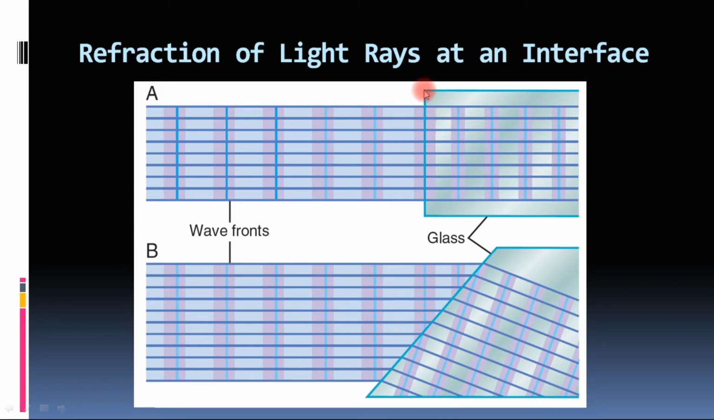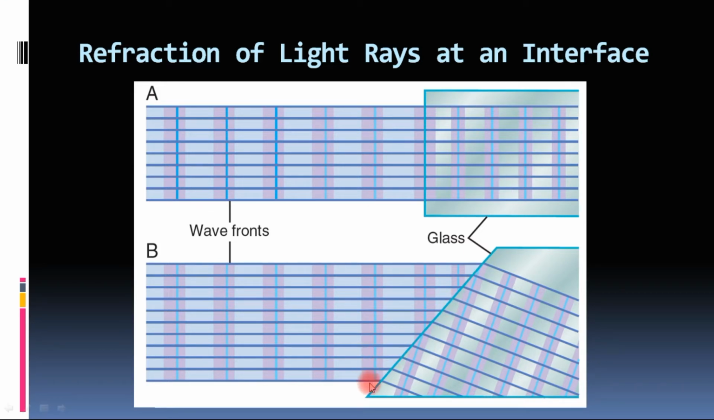But in this case the interface was perpendicular and there is no change of direction of the flow of light, whereas here we have the refraction of light rays at an interface which is angulated, as you can see here.